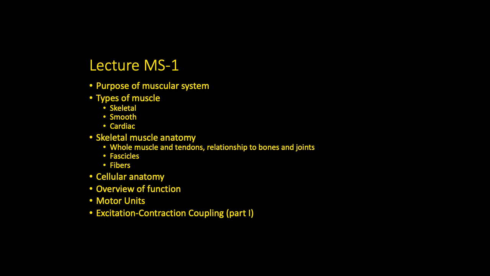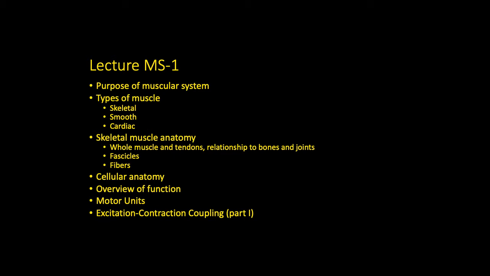This is the first lecture of the muscular system. In this lecture, we're going to be starting by talking about what the muscular system is for, and then going over the different kinds of muscle that are in it. We'll talk about skeletal, smooth, and cardiac muscle in general. Then we're going to spend most of the rest of this whole unit on skeletal muscle.